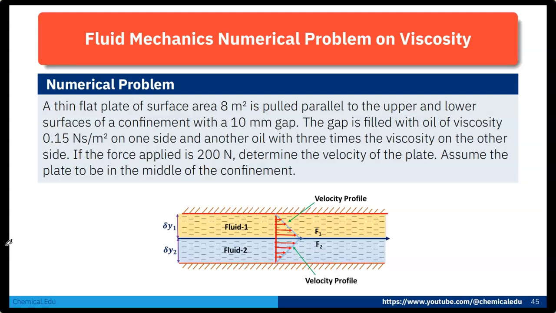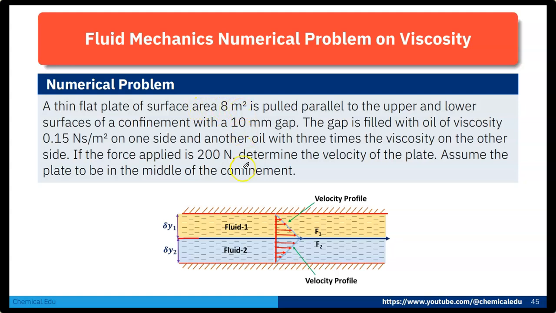One side, and another oil with 3 times the viscosity on the other side. If the force applied is 200 Newton, determine the velocity of the plate. Assume the plate to be in the middle of the confinement. Now here, so this is the plate.